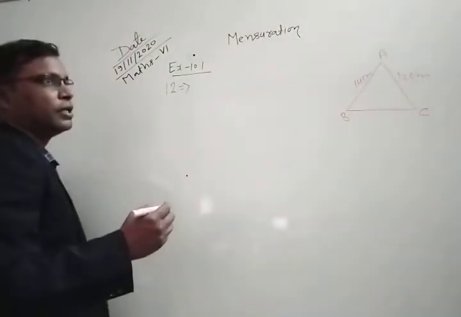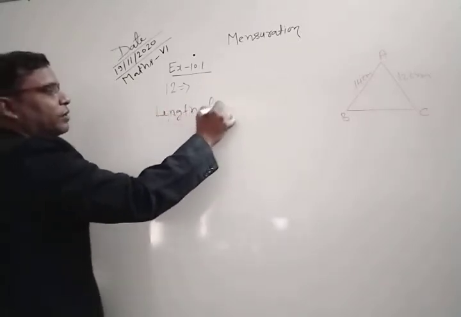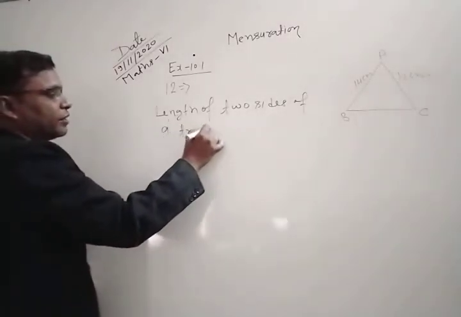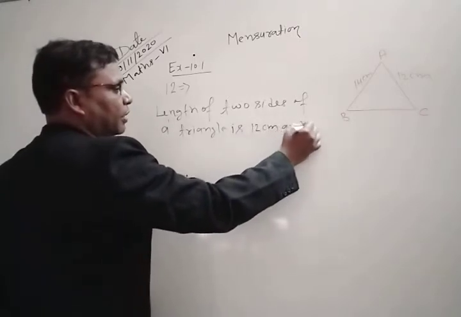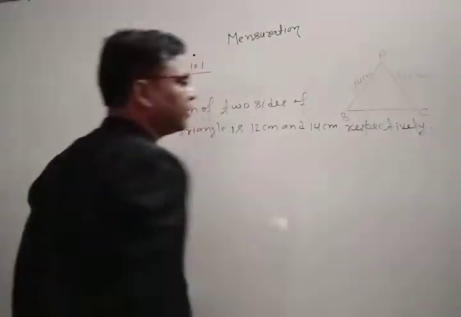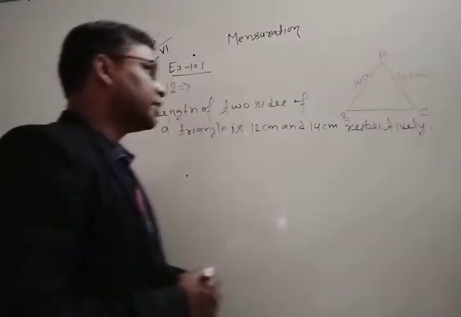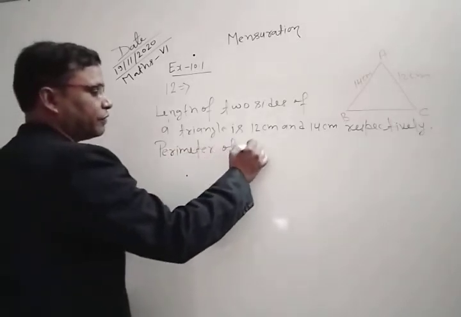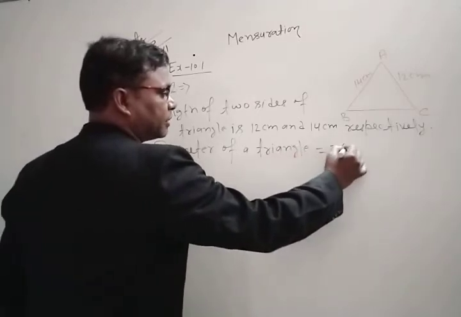So here the lengths of two sides are given. We can write: the lengths of two sides of the triangle are 12 centimeters and 14 centimeters respectively. Also given in this question is the perimeter of the triangle. The perimeter of the triangle is 36 centimeters.